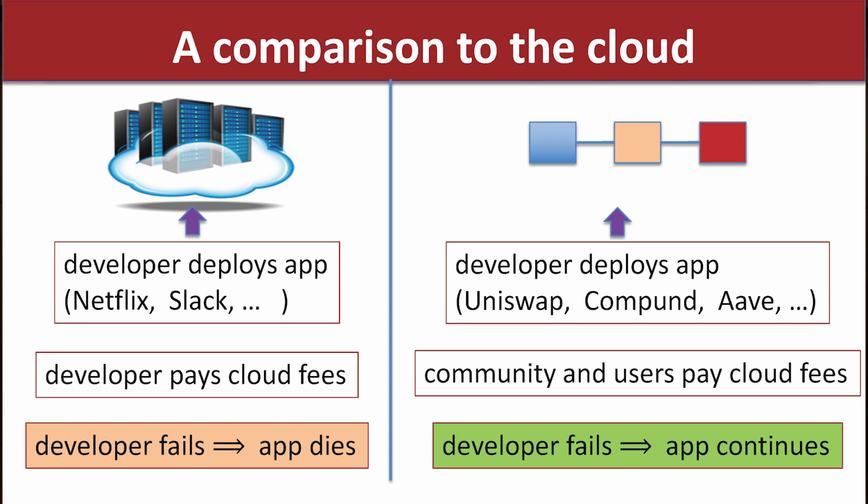And as a result, if the developer goes out of business, if the company Uniswap goes out of business tomorrow, it doesn't matter. The Uniswap application will continue to run. So applications that are deployed today will run forever, even if the developer is no longer supporting the application. It's a very different model from deploying things on a traditional cloud.